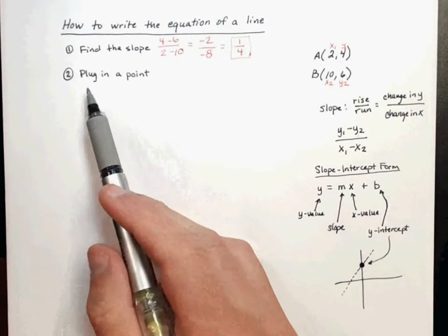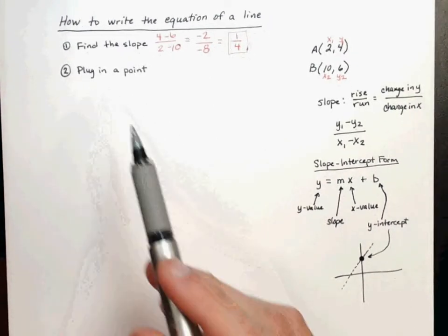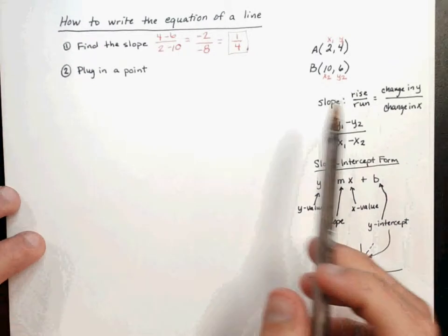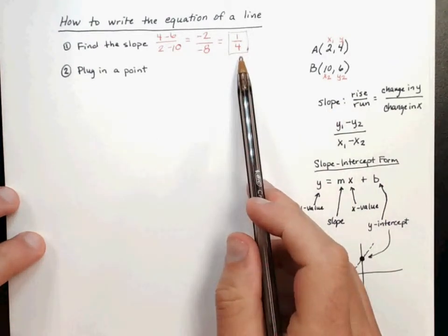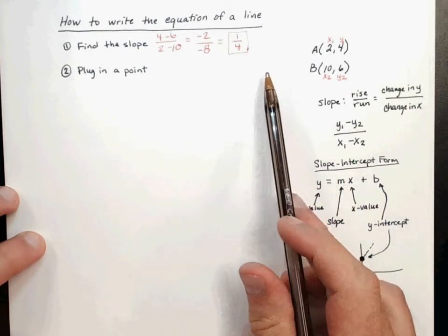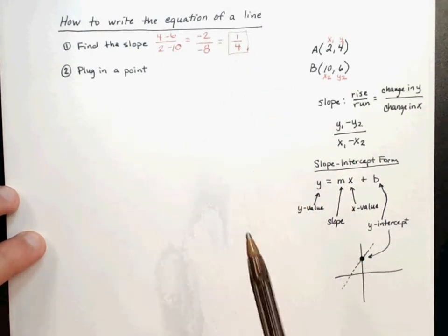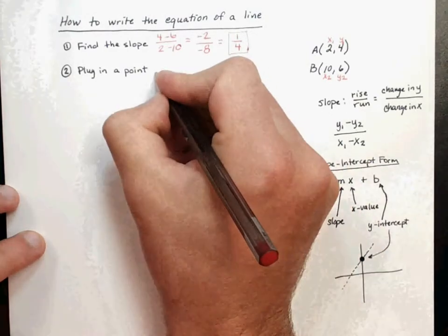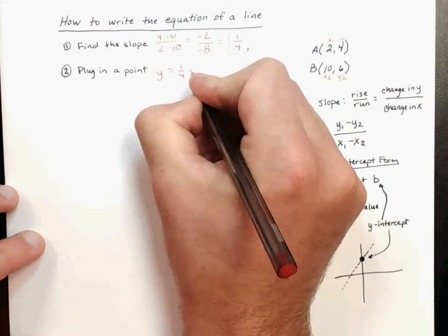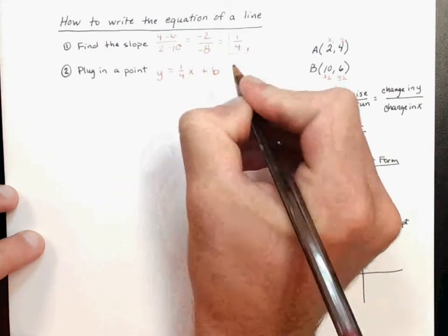Okay, so let's go back up here. We're going to plug in a point to our slope-intercept form. All right, now we know something about our slope-intercept form already. We know that the slope is 1/4. So in place of m, I can put 1/4. Okay, I can put 1/4. So I know already that y equals 1/4 x plus b.